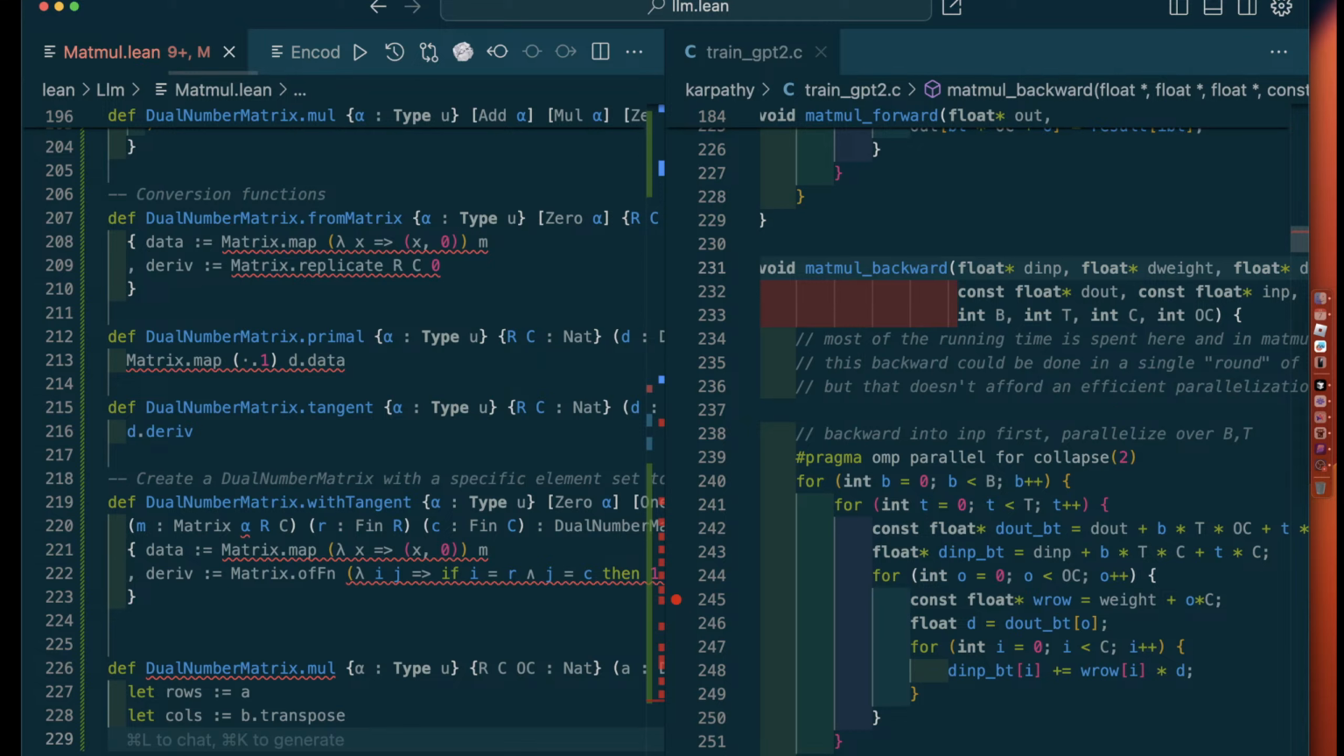Okay, cool. So I think we've cracked this nut. Would you say we move on to attention? Yeah, let's do attention. Hit commit.